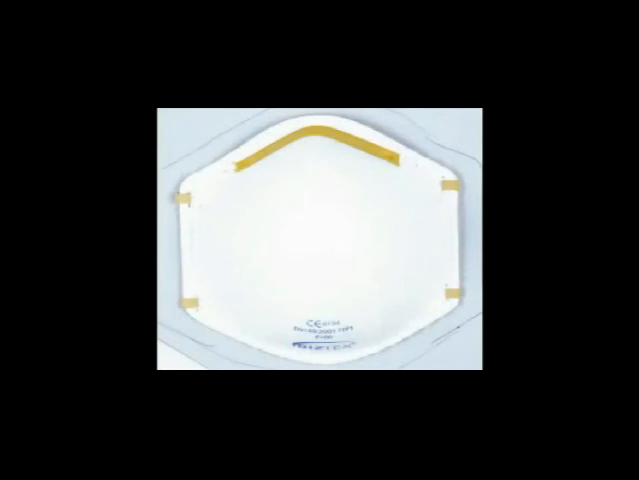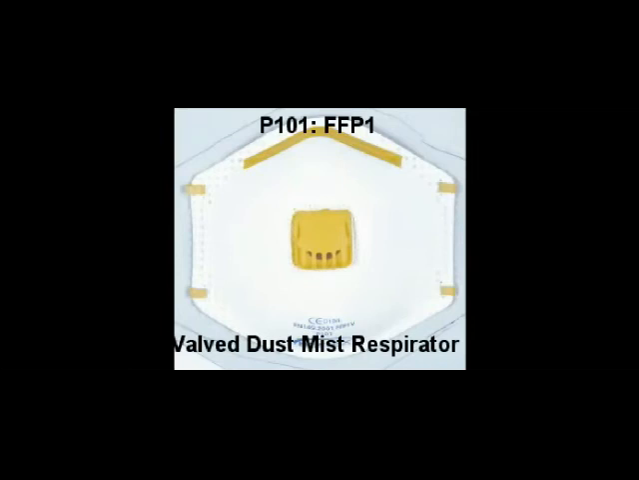P100, FFP1 dust mist respirator. Designed for applications involving dust, mists and fibers, the P100 can be used in concentrations of contaminants up to 4 times the WEL. P101, FFP1 valve dust mist respirator. Ideal for applications involving dust, mists and fibers, the P101 should be used to protect the wearer from solid, oil and water-based aerosols. The exhalation valve device can reduce resistance and expel hot air.